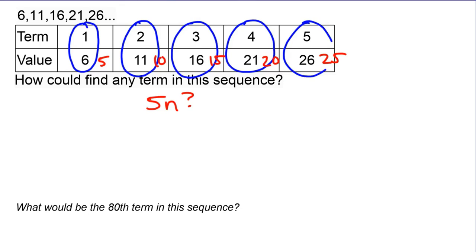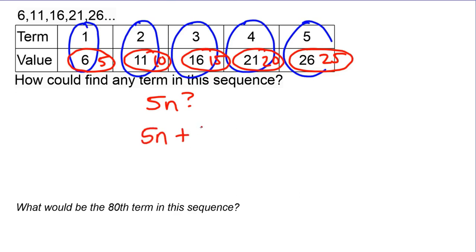What else could we do? Well, when multiplication alone doesn't work, we're going to have to use addition or subtraction along with that to help. So you can see that when I multiply by 5, I get a number that is always 1 less than the value of the term. So if I just added 1 to all of these numbers, I would get the right numbers. So how do I show that in my algebraic expression?